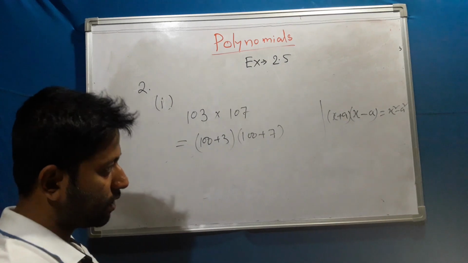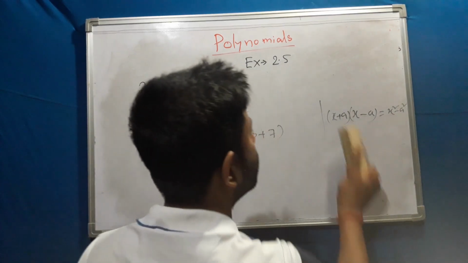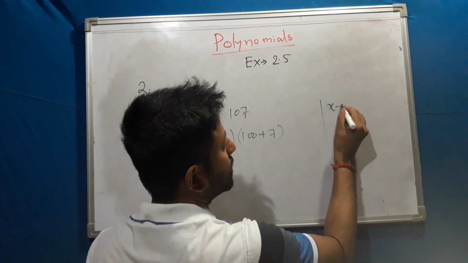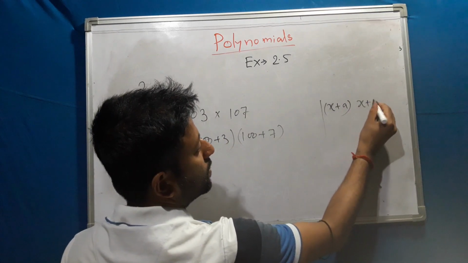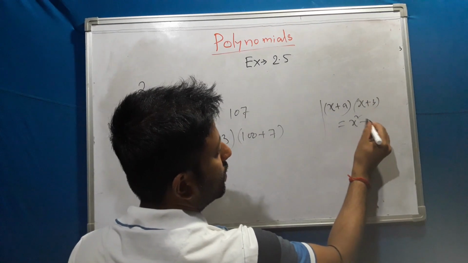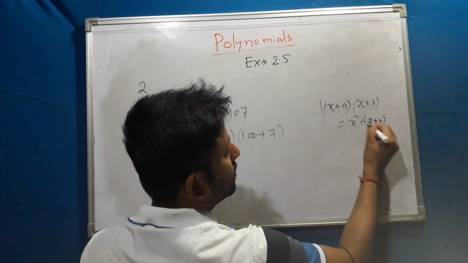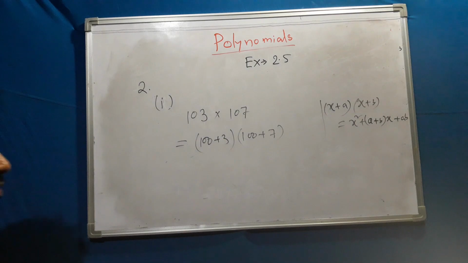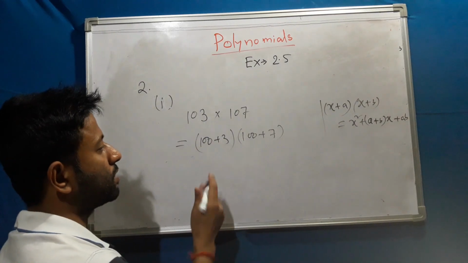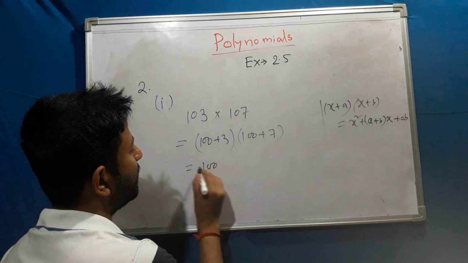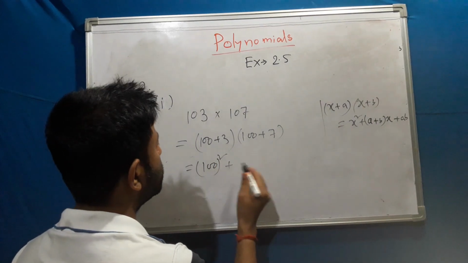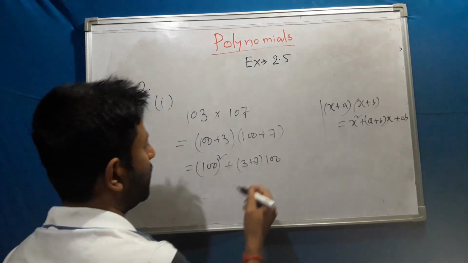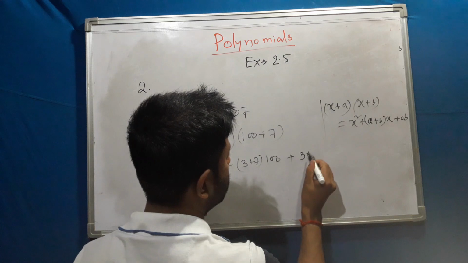So which identity can I put here? Instead of that, I can put the identity x plus a into x plus b, which equals x square plus a plus b into x plus ab. So I can apply this identity here. So here what is x? x is 100, a is 3 and b is 7. So this will be 100 square plus a plus b, that means 3 plus 7, into x, x means 100, and ab, that is 3 into 7.